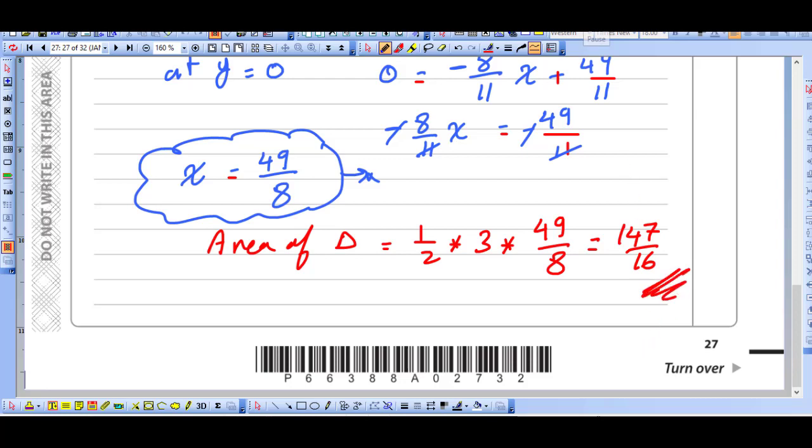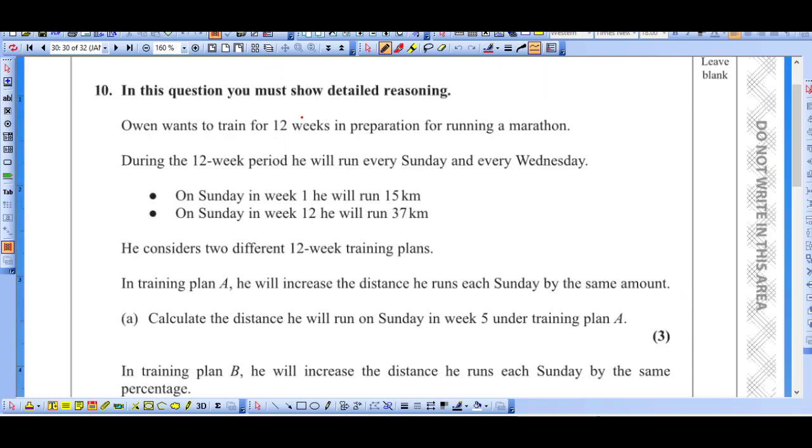Let us go ahead to another one. In this question, you must show detailed reasons. He wants to train for 12 weeks in preparation for running a marathon. During the 12 week period, he will run every Sunday and every Wednesday. On Sunday in week 1, he will run 15 kilometers. On Sunday in week 12, he will run 37 kilometers.